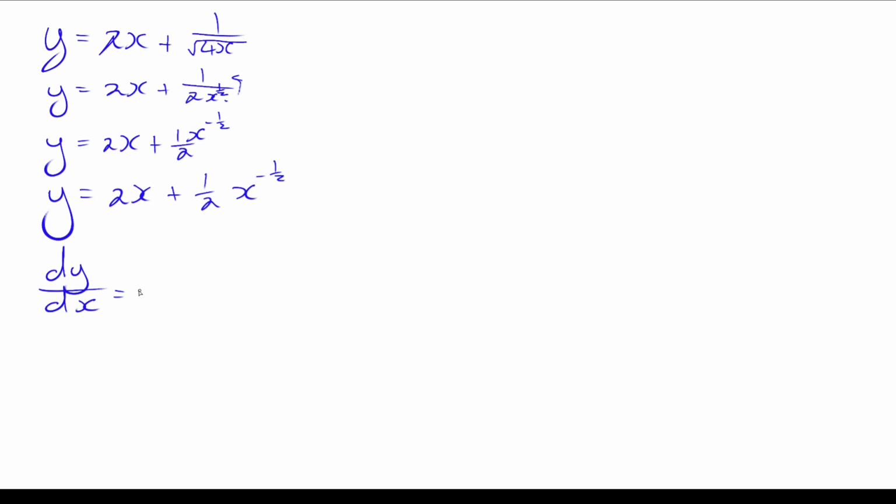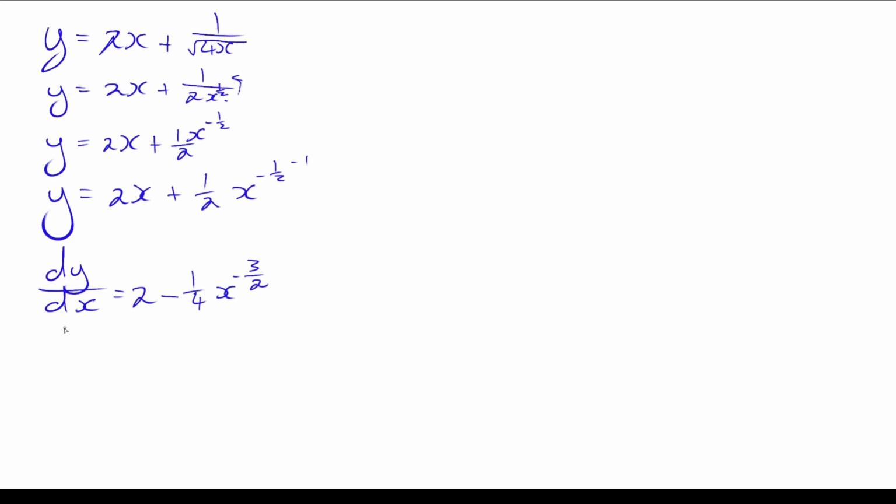1 times 2 is 2. 1 minus 1 is 0, so we just don't write it anymore. Over here, I have negative a half times positive a half is negative a quarter. And over here, I have to minus 1 again, and that gives me x to the negative 3 over 2. And you can do that on your calculator.